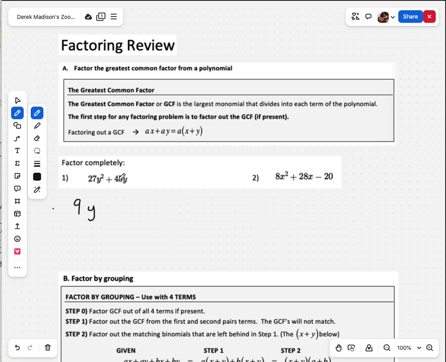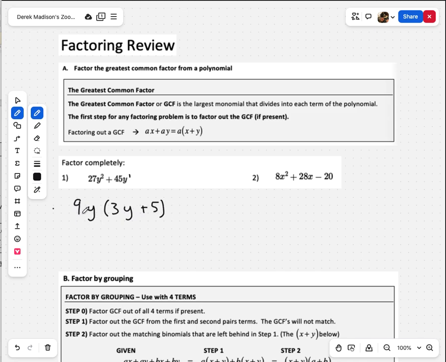For variables, you're always looking for the smallest power, and so this is y to the first and y to the second. So I could take 1y out of 1y, but I wouldn't be able to take 2y's out of 1y. So here, 9 goes into 27, that would leave behind a 3 and a y. 9 goes into 45, that would leave behind a 5, and then I already have the y there.